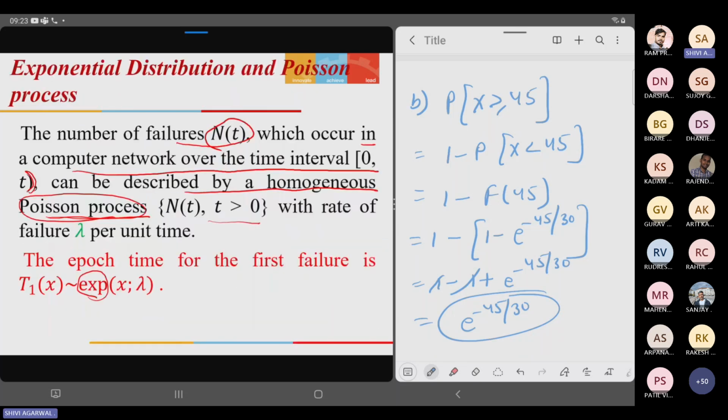Okay, I will just take the break. After the break, we will start this. So here it is a combination of exponential distribution and the Poisson process. And this is the last topic of the EC2 syllabus. This is the last topic.